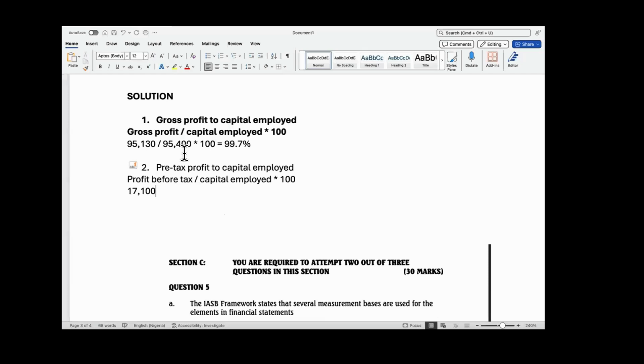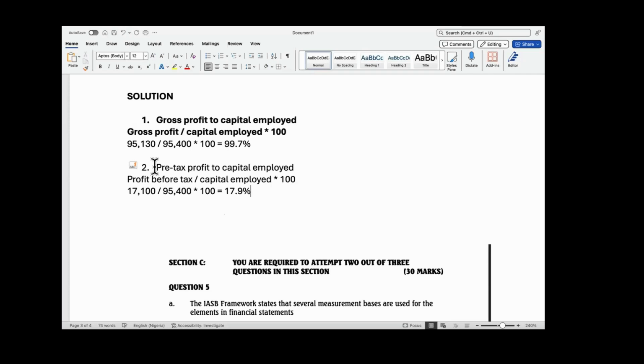We can just use the capital employed we computed above, which is 95,400 times 100. What does that give us? 17.92. Let me just use one decimal place. 17.9%. Okay.